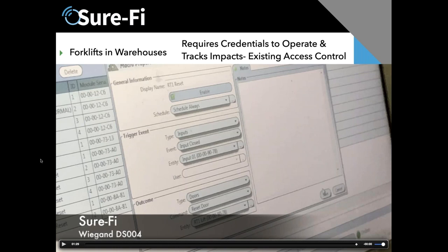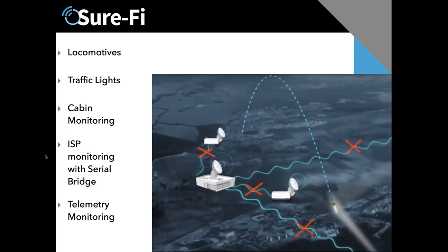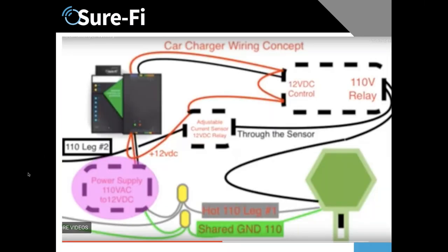Okay. All right. We've also connected SureFi units to locomotives, traffic lights, cabin monitoring applications, and ISP monitoring with a serial bridge across. This one was an 8.5 mile shot across the city up to a relay ridge, as well as telemetry monitoring on microwave towers. So there's just a lot of things that SureFi can be used for, and the only limitation really is our creativity in many situations. This is one that I put together just to show you kind of a situation we had.